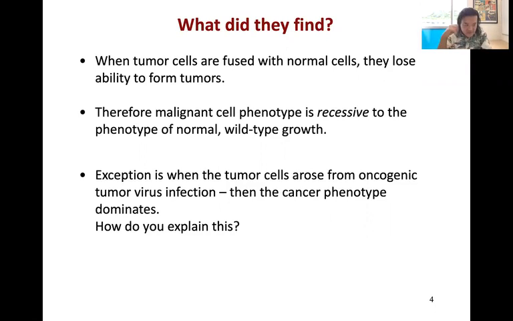So the one exception that they would see in these types of experiments is when the tumor cells arose from some sort of oncogenic tumor virus infection. For example, the addition of v-Src through Rous sarcoma virus. In those types of cases, the cancer phenotype still dominated. And I ask you to think about this. How would you explain that?